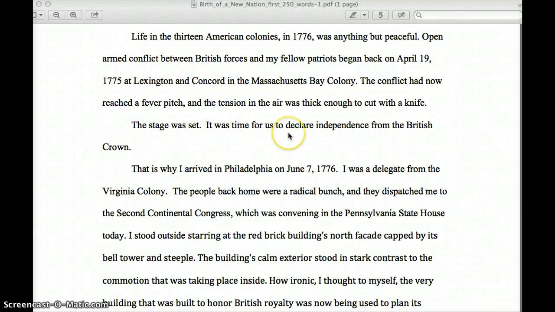It was time for us to declare independence from the British Crown. This one sentence lets the reader know what this story is going to be about. Can the colonists finally come to an agreement to declare independence from Britain? This story is going to show how Thomas Jefferson, John Adams, and Ben Franklin and others tried to convince other delegates to finally declare independence, and we're going to see how that happens here.